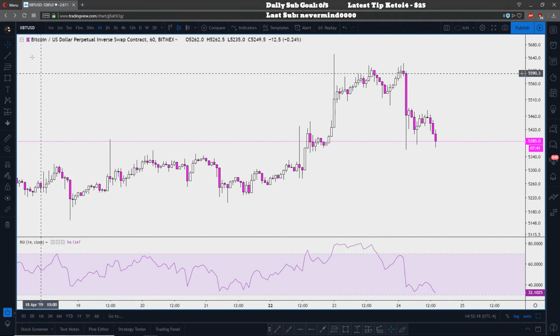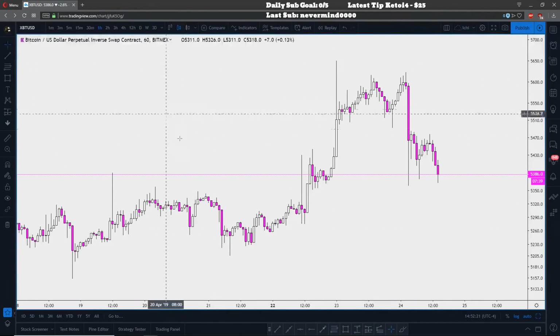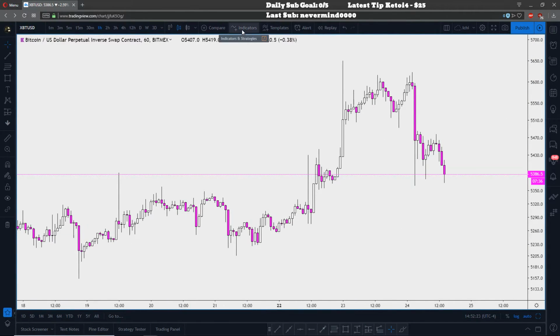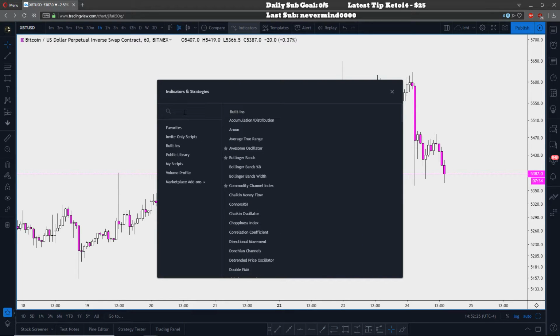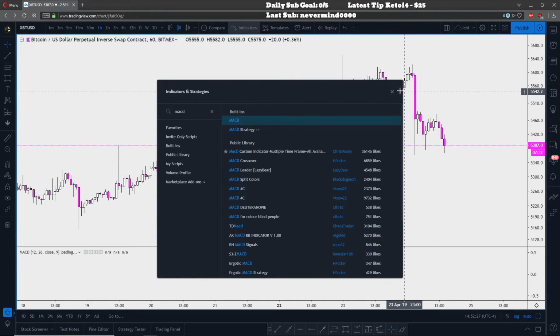Alright, that's RSI. I'm going to move on to MACD. If you guys have any questions about RSI, just post them and I'll get back to it once I'm done with MACD. The Mac Daddy.